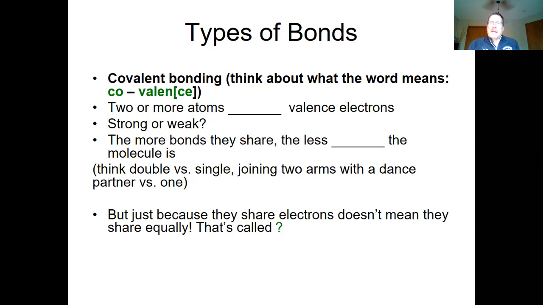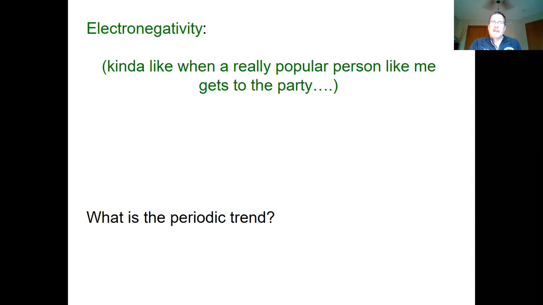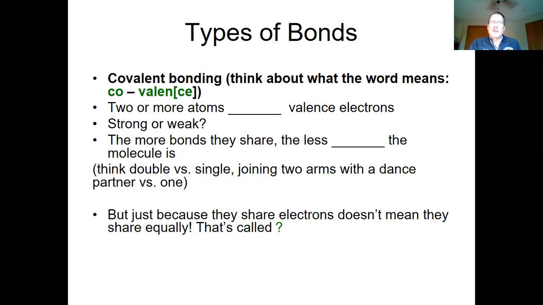Reminder that for covalent bonds, think of the words co and valence. Two or more atoms share valence electrons. Strong or weak? Generally, it's pretty strong. The more bonds they share, the less flexible the molecule is. Think double versus single, joining two arms with a dance partner versus one. Just because they share electrons doesn't mean they share equally. That's called polarity and electronegativity.